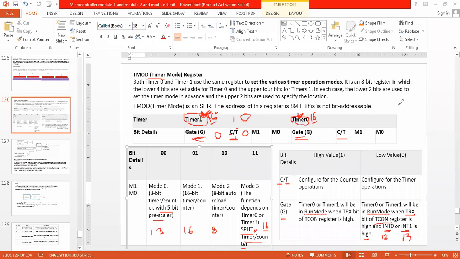Now, suppose I am using TH0 and TL0. It means I am using timer 0. Now I have loaded some value into this, 25H and 00H. So what is the total timer 0 value? 2500H. Okay. Now I utilize the timer mode register.